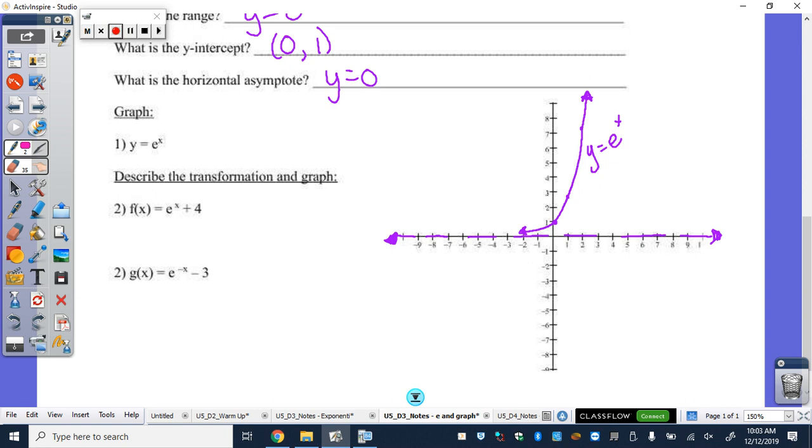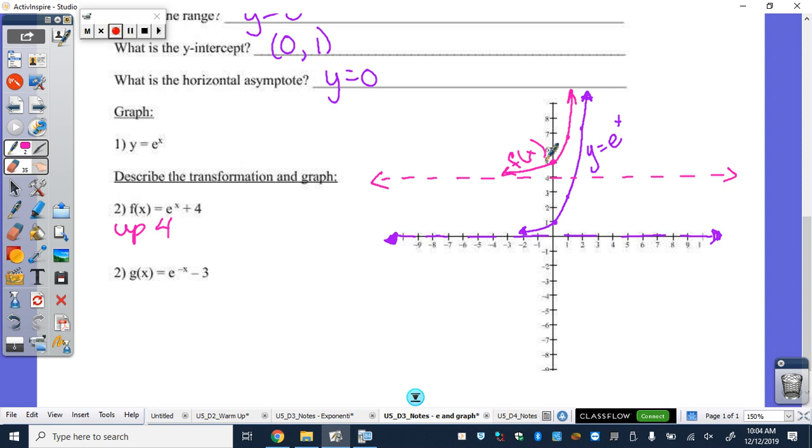So number 2 there, what is our transformation that's happening? It would go up 4. So then for my graph, I'm just going to move everything up 4. My f of x is the pink one there. My asymptote goes up 4. My y-intercept goes up 4. Each point goes up 4. You don't even really need to type it in the calculator. You just shift everything up 4.